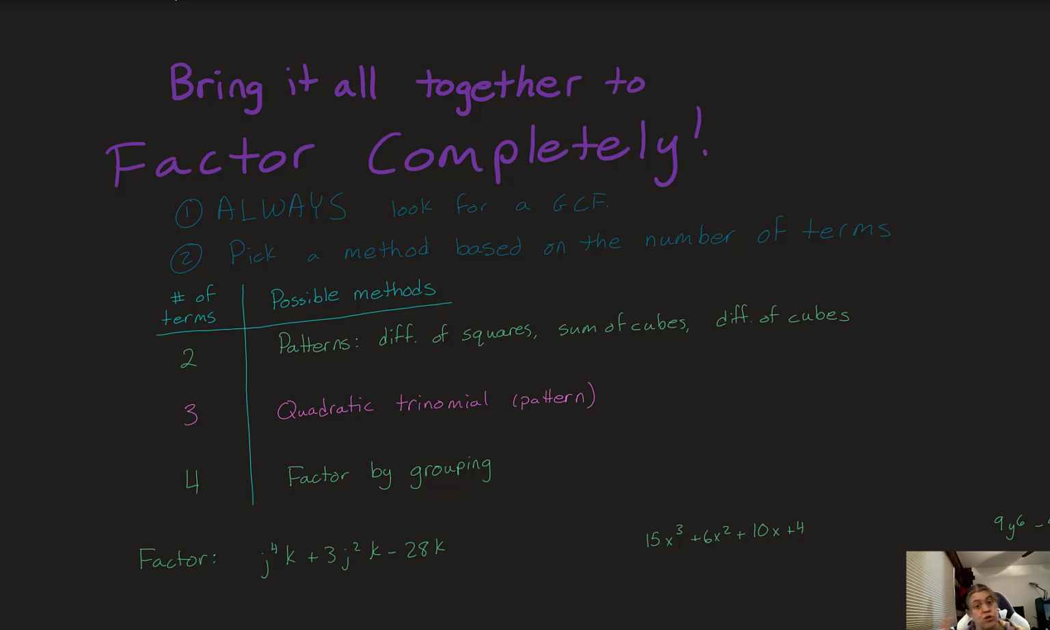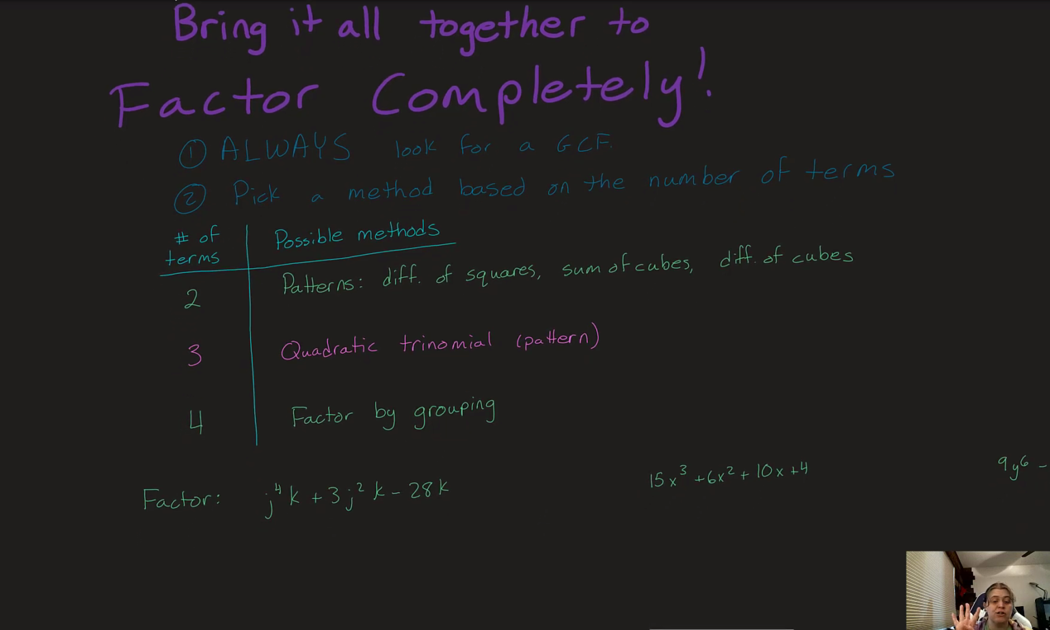Do you have 2 terms? Well, then we're going to be looking at patterns: difference of squares, sum of cubes, difference of cubes. If there's 3 terms, then we're either looking at a perfect square trinomial, maybe, or it's a quadratic and we're going to follow the process that we just talked about. If there's 4 terms, then we've probably got a factor by grouping going on.